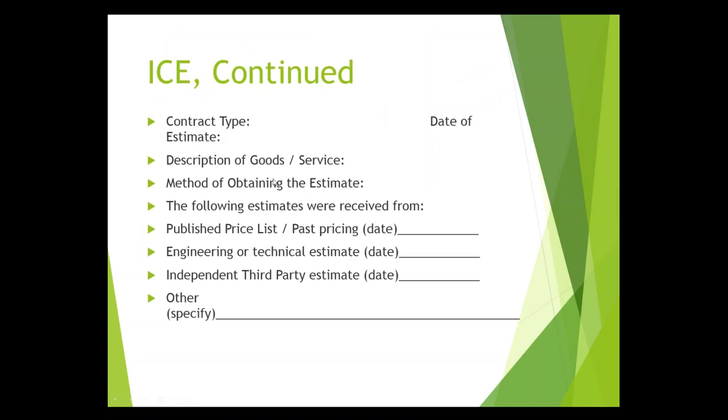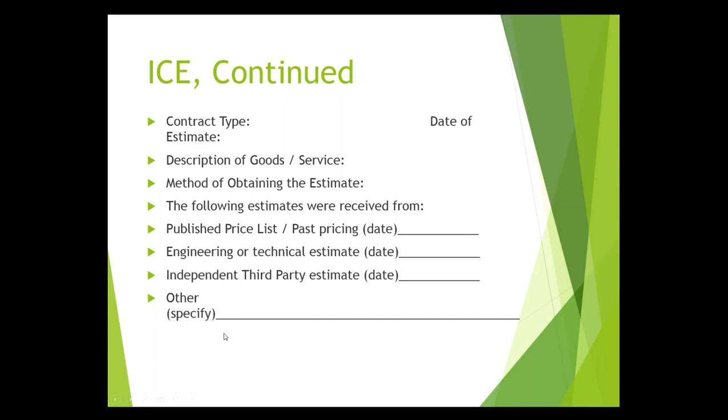This slide shows what the procurement ICE form looks like, what will be covered. You're going to put the contract type and estimate of the price, description of the good and service, how you obtained the estimate, whether it was a published price, past pricing.